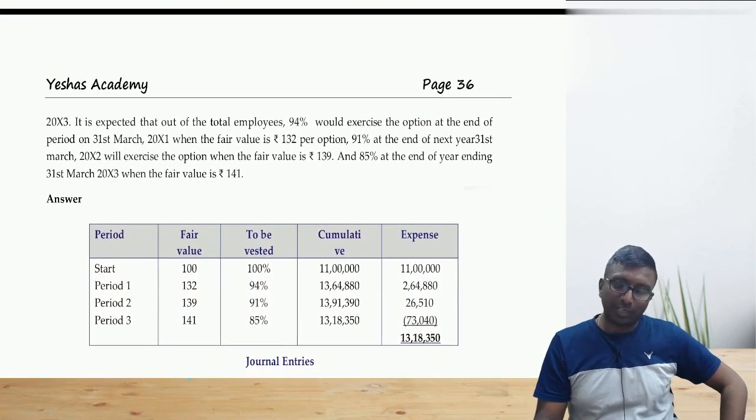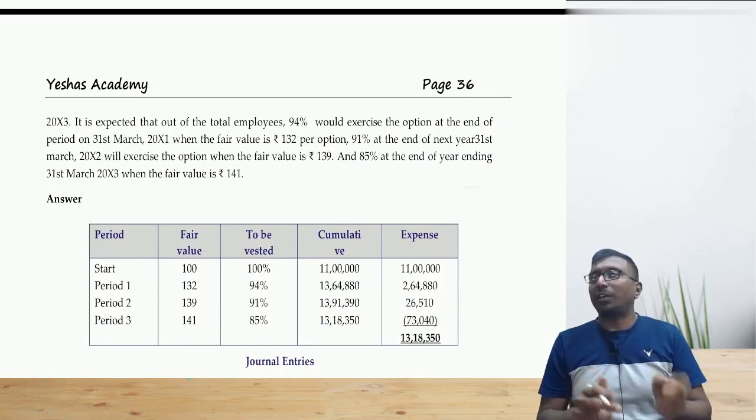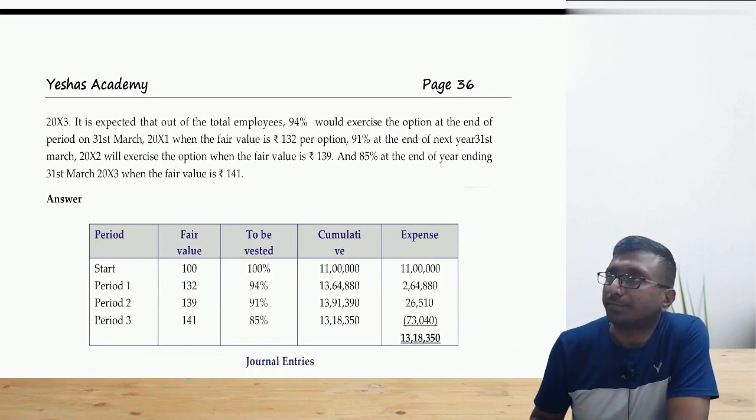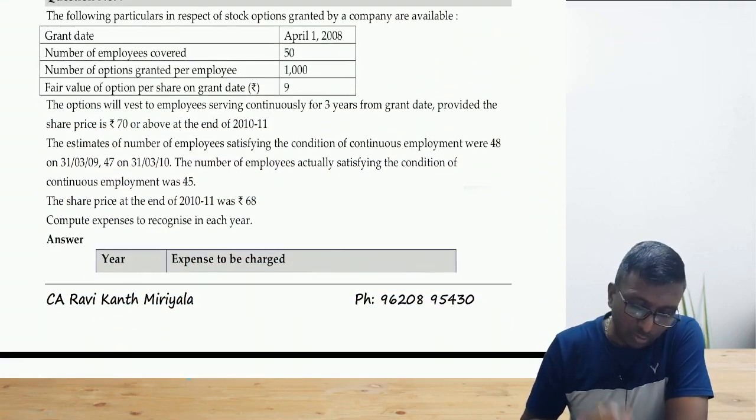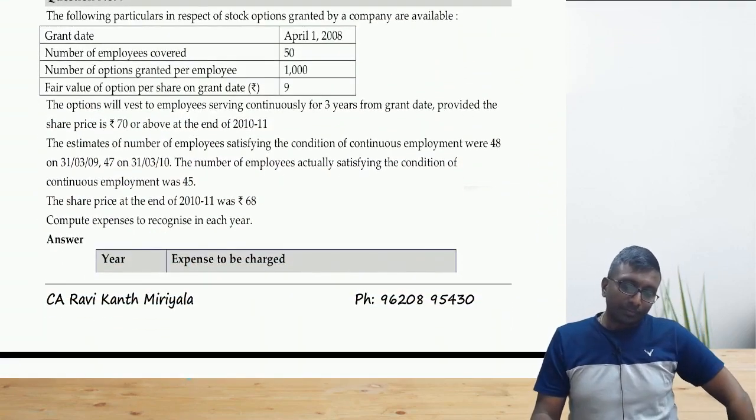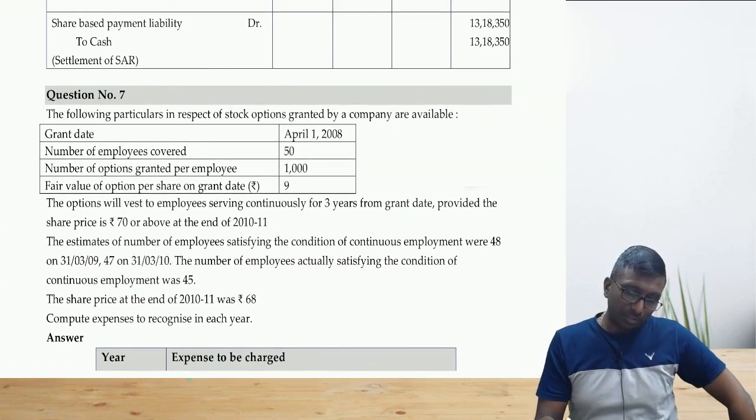Fair market values, there they gave in a table; here it's given in line. That's all, right? So that I don't need to do. Yes, this you can see. Question number 7.